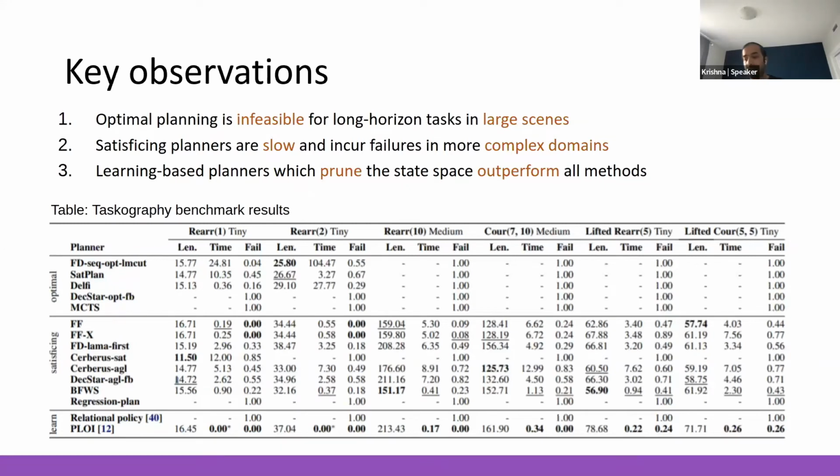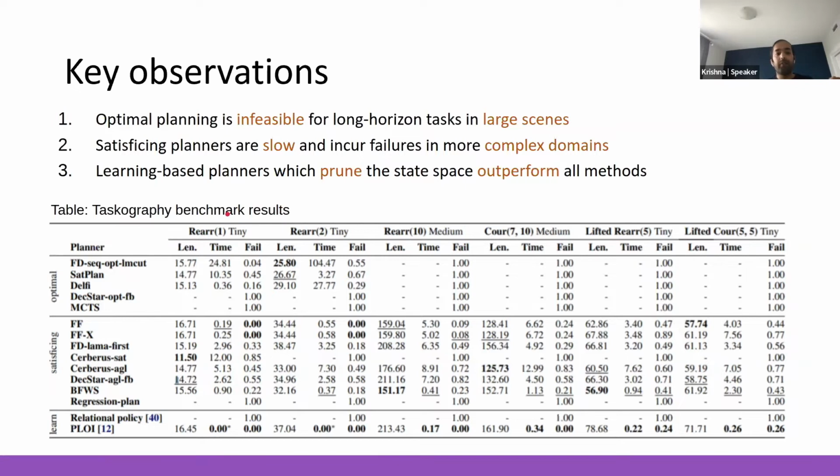So this is the main table that summarizes some of our findings from the Taskography benchmark. I'm going to break up some of these key findings so that you can make more sense of it. But before that, the way you need to read this table is there are 6 domains shown in this table.